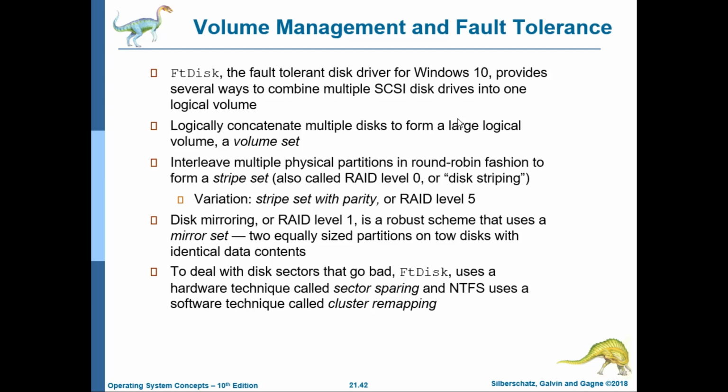Disk mirroring is a robust scheme that uses a mirror set: two equally sized partitions on two disks with identical data contents. So if disk one is damaged, you can use the copy of disk one, which is disk two. To deal with disk sectors that go bad, FTDisk uses a hardware technique called sector sparing. Sector sparing means you have an additional sector. Once a sector is considered bad, it will use the spare sector assigned to the bad sector, and the files from the bad sector will be transferred to that spare sector. Another technique, NTFS uses a software technique called cluster remapping.